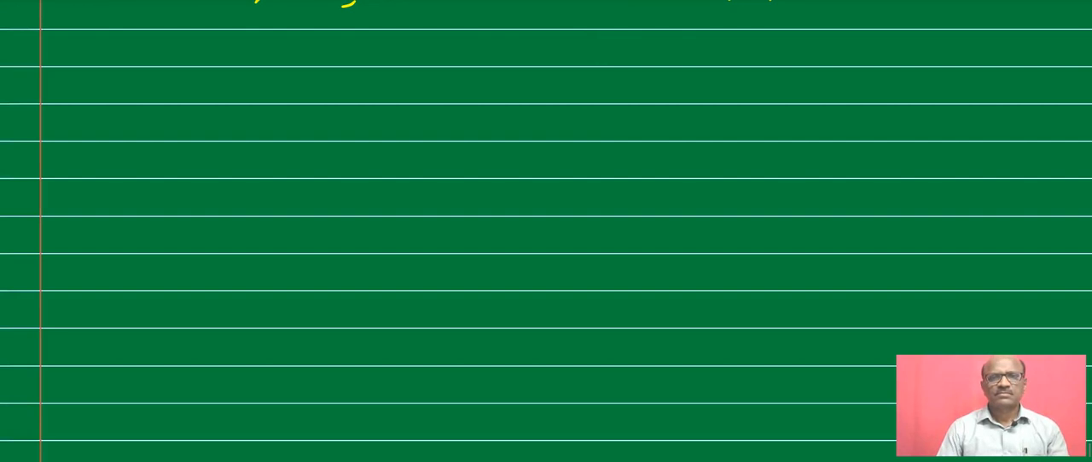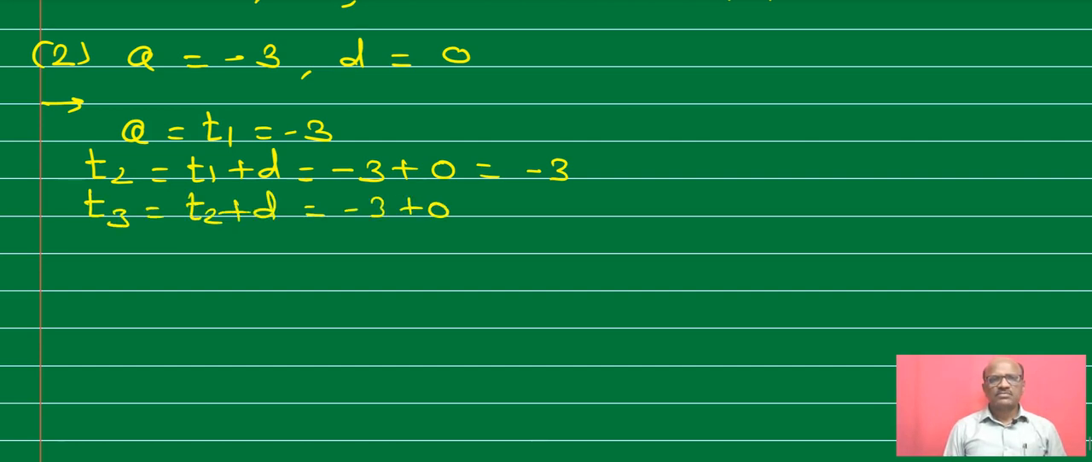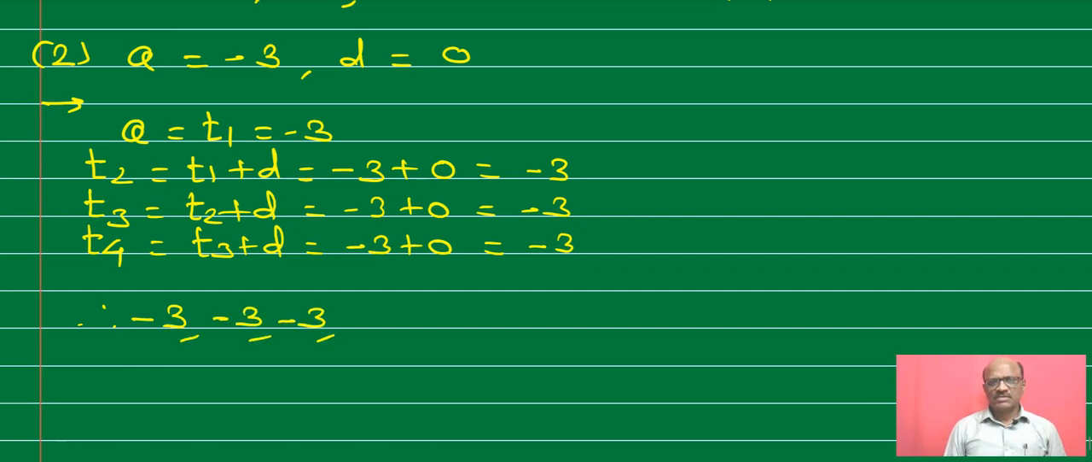Number 2. A is minus 3, D is 0. Now the difference is 0, therefore all terms will be minus 3. A is equal to T1 is equal to minus 3. T2 is T1 plus D, that is minus 3 plus 0, minus 3. T3 is equal to T2 plus D, that is again minus 3. T4 is equal to T3 plus D, again it is minus 3. Therefore, minus 3, minus 3, minus 3, minus 3 are the required terms.